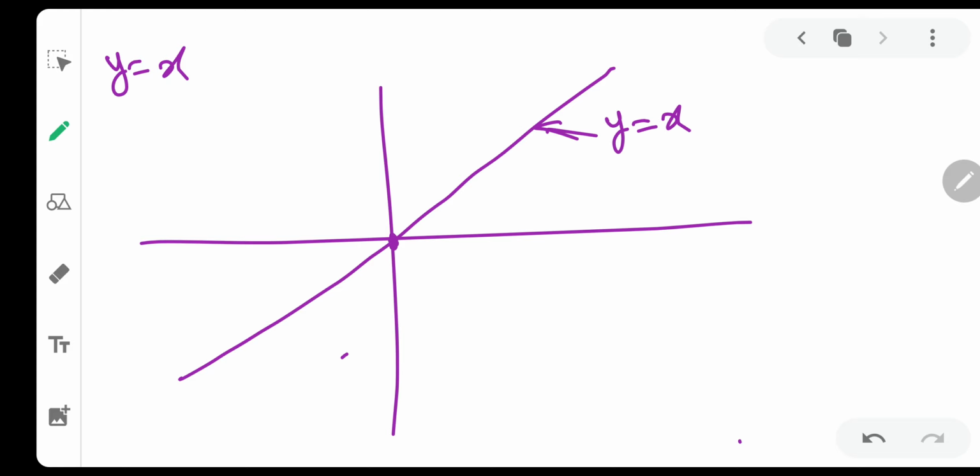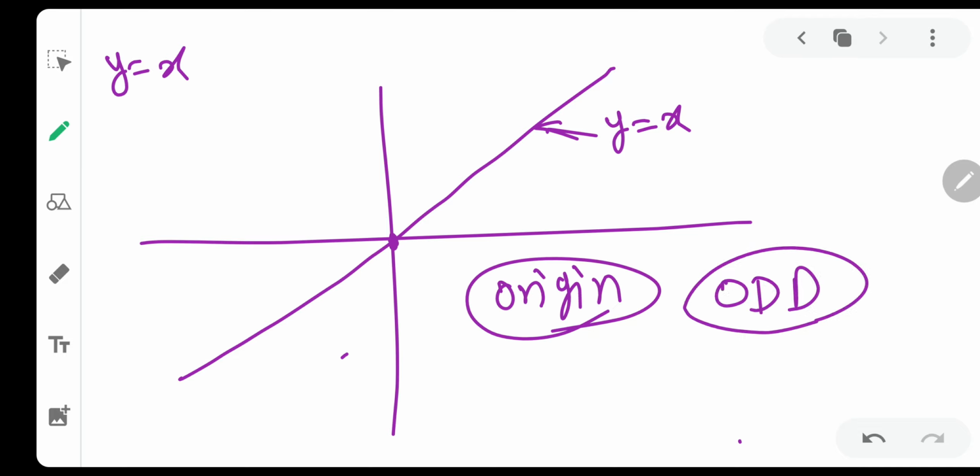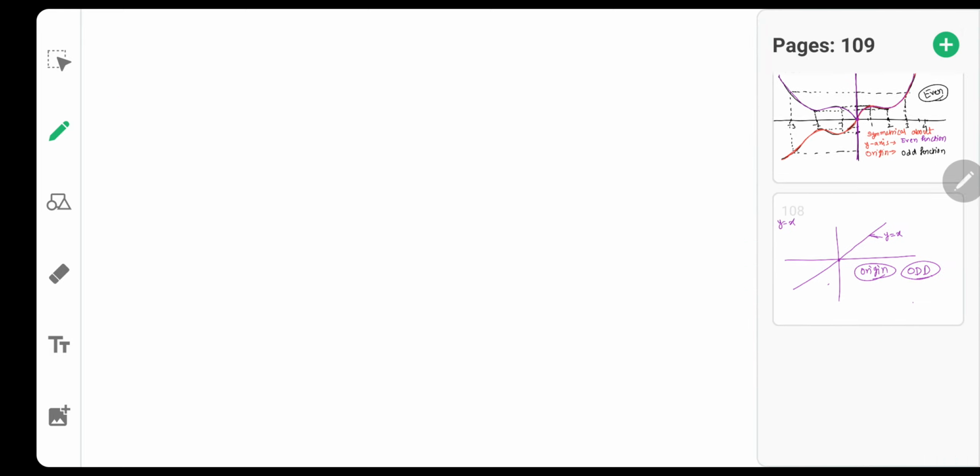Everybody will tell me the answer. Sir, it is symmetrical about origin. Khatam. This is an odd function. Right? Very nice, isn't it? Okay. Now I will ask you one more question. You are going to enjoy this even more and more.